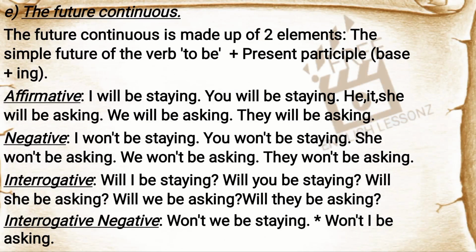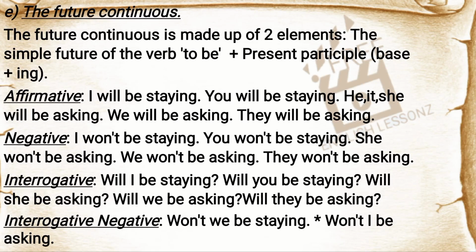E, the future continuous. The future continuous is made up of two elements: the simple future of the verb to be, plus present participle, base plus -ing. Affirmative: I will be staying, you will be staying, he, it, she will be asking, we will be asking, they will be asking. Negative: I won't be staying, you won't be staying, she won't be asking, we won't be asking, they won't be asking.